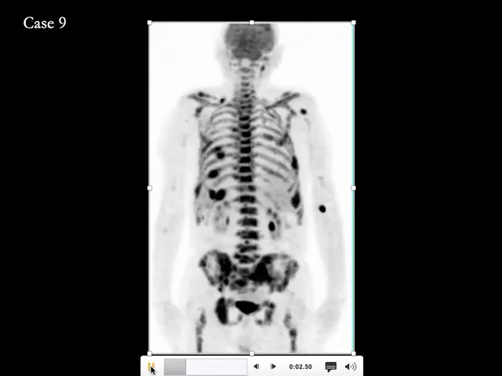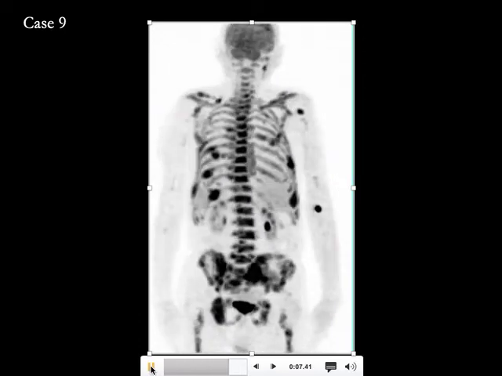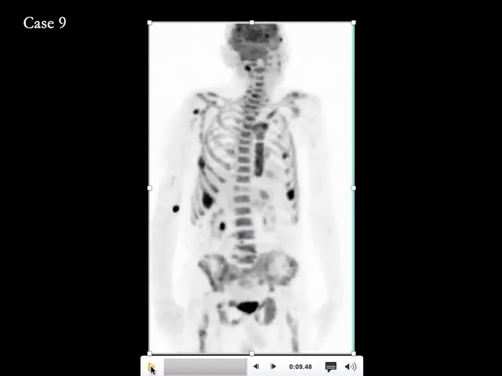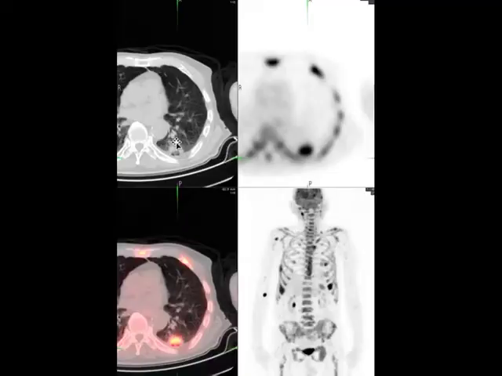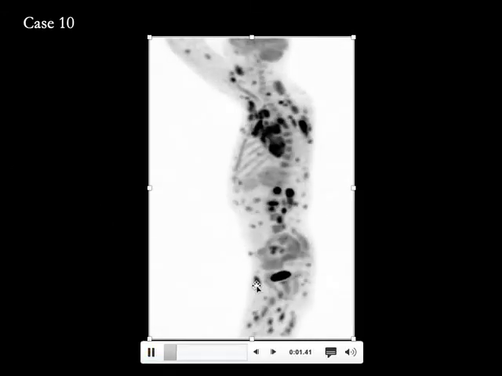Case number 9, a patient with lung cancer with disseminated bone metastases. Here is the primary, a hypermetabolic nodule in the posterior aspect of the left lung, and we see multiple hypermetabolic foci involving the axial skeleton, the spine, ribs, pelvis, the proximal femurs, consistent with disseminated hypermetabolic bone metastases. Another patient with lung cancer and disseminated soft tissue metastases.